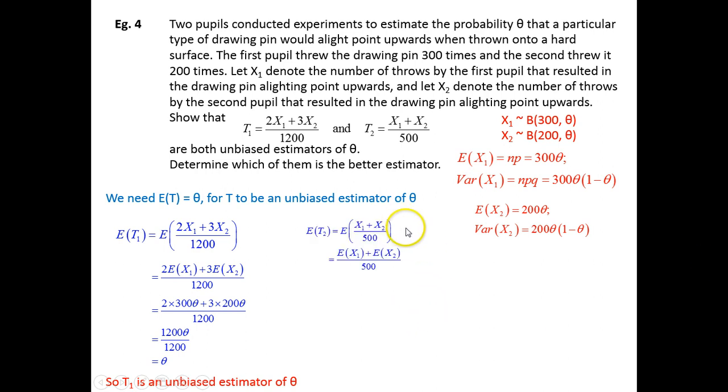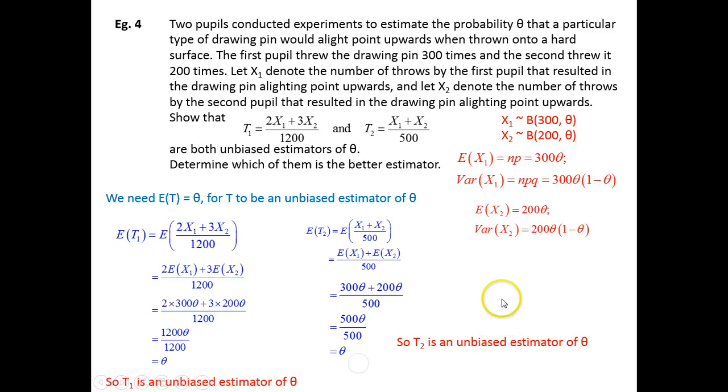T2 is this combination. So take the expectation in. We've got an expected value of x1 plus expected value of x2 all over 500. Therefore, 300 theta plus 200 theta would give us 500 theta over 500, which gives us theta. So T2 is an unbiased estimator of theta.